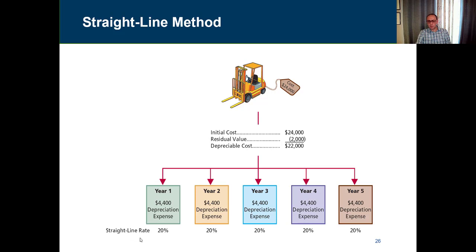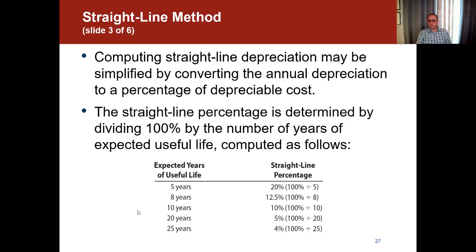One thing I want you to notice is that we have something here called the straight line rate, which is 20%. And how they got this is simply they get 100% divided by the useful life of that equipment. So 100% divided by 5, that's 20%. You can take this 20% and multiply by the depreciable cost, and you get the depreciation expense per year. So computing straight line depreciation may be simplified by converting the annual depreciation to a percentage of depreciable cost. Again, I have to admit, not everybody might find this to be easier or more straightforward, but it's a different approach. It could be easier for some of you.